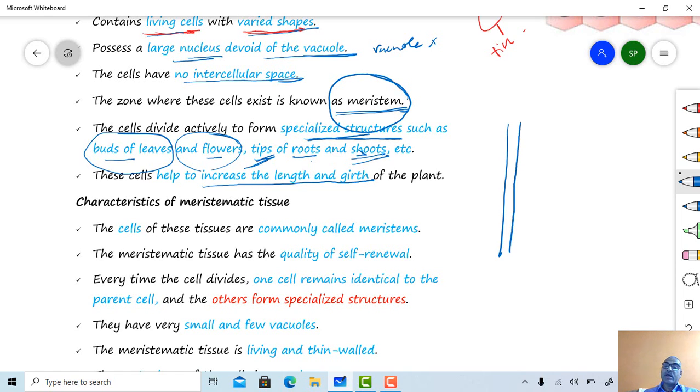Suppose this is a plant. If the height of a plant increases, that means an increase in length. And what is the girth? Suppose this is one plant, and this is the girth, the diameter of the stem or root or whatever organ. Increase in diameter is the girth. So these meristematic cells help to increase the length or height of the plant as well as the diameter or girth of the plant.